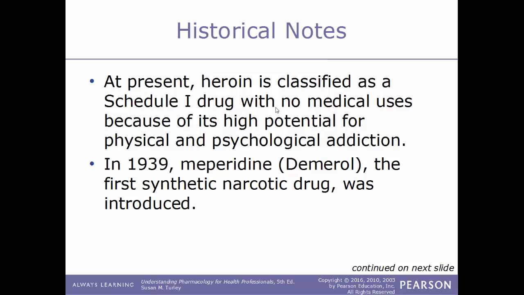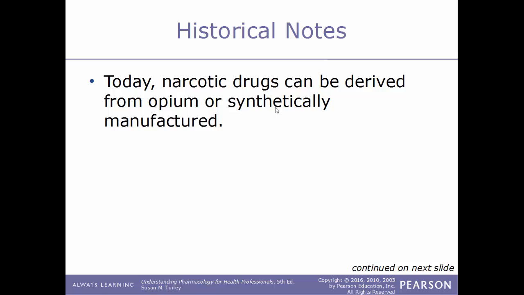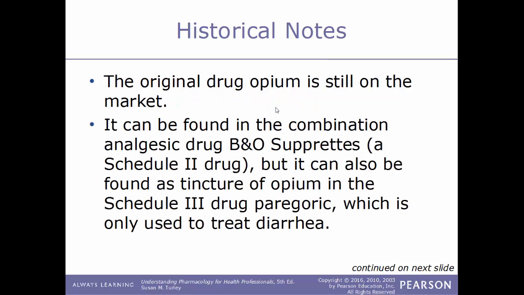In 1939, Demerol, the first synthetic narcotic drug, was introduced. And today, narcotic drugs can be derived from opium, naturally or synthetically manufactured. The original drug opium is still on the market.